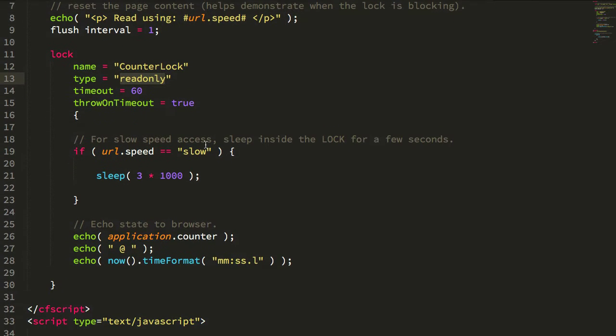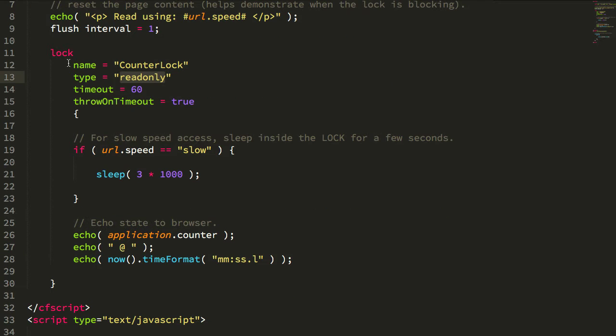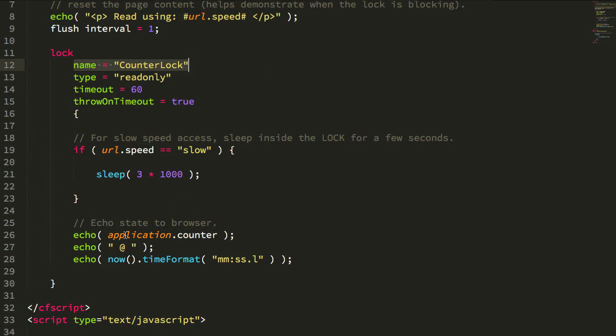So what I have here is two pages. I have a read page and I have a write page. The read page creates a read-only named lock for counter lock. The write page creates an exclusive lock for named counter lock. So they're both going to be accessing the same shared resources here. And essentially, they're just going to be looking at this application.counter.